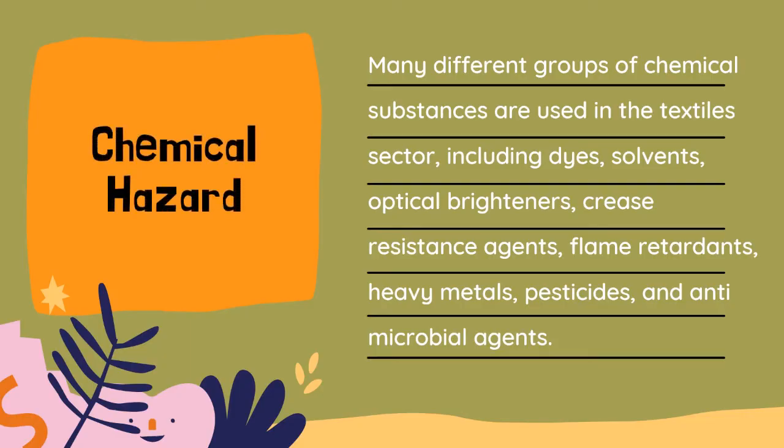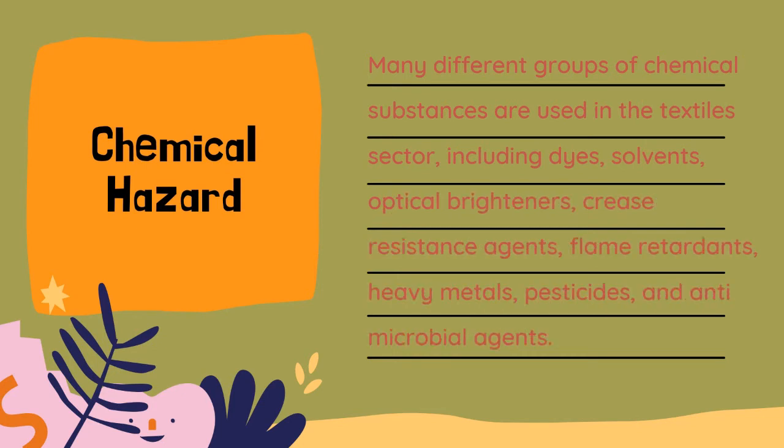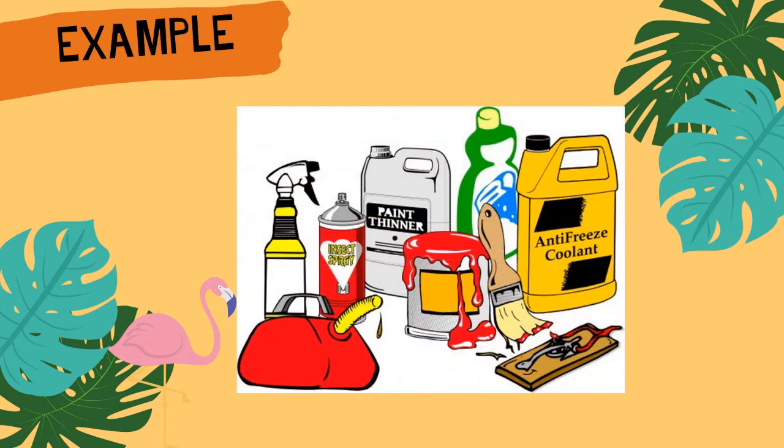Chemical hazard. Many different groups of chemical substances are used in the textile sector, including dyes, solvents, optical brighteners, grease, resistance agents, flame retardants, heavy metals, pesticides, and antimicrobial agents. Here are some examples of chemical hazard. We have paint thinner, antifreeze coolant, paint, spray net, pesticide, and many more.